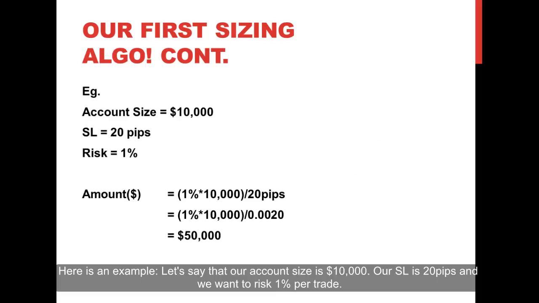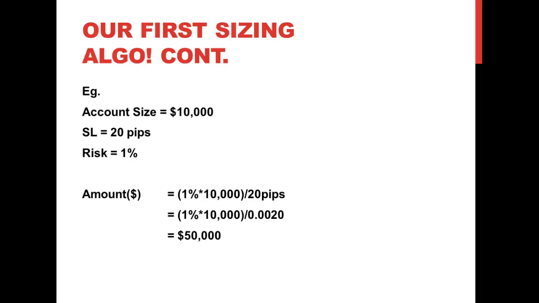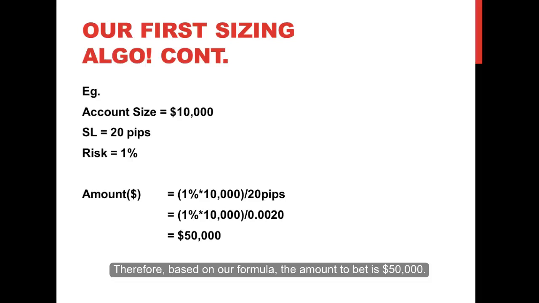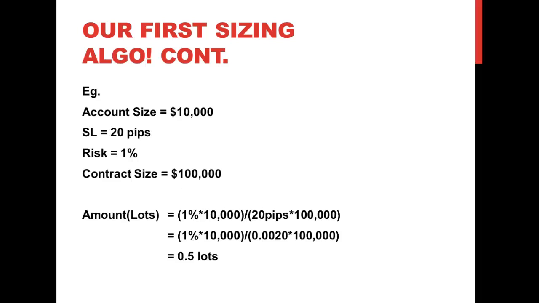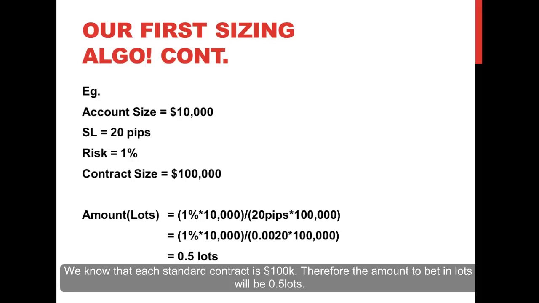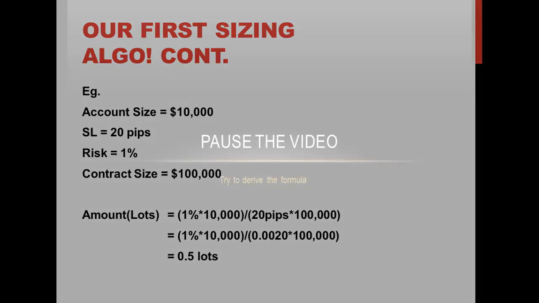Here is an example. Let's say that our account size is $10,000. Our stop loss is 20 pips and we want to risk 1% per trade. Therefore, based on our formula, the amount we should bet is $50,000. And we know that each standard contract is $100,000. Therefore, the amount we should bet in lots will be 0.5 lots. Take a minute to think about how this works, and we will look at the derivation in the next part.